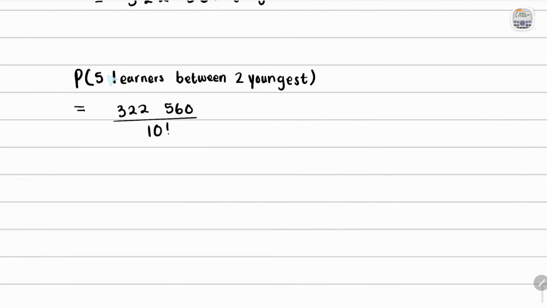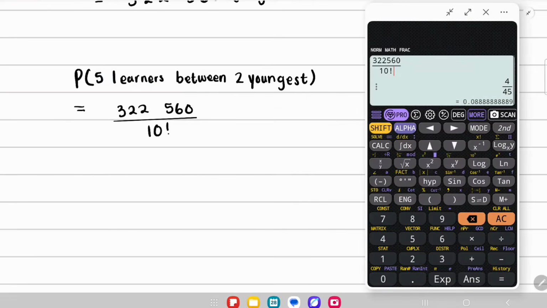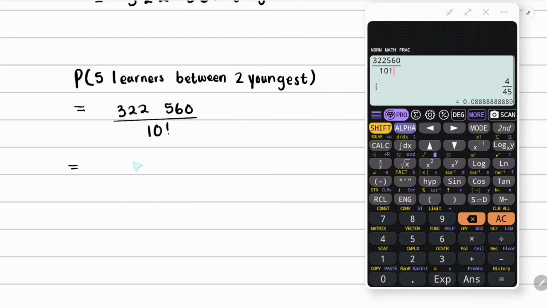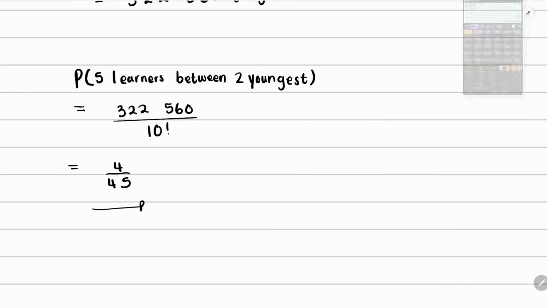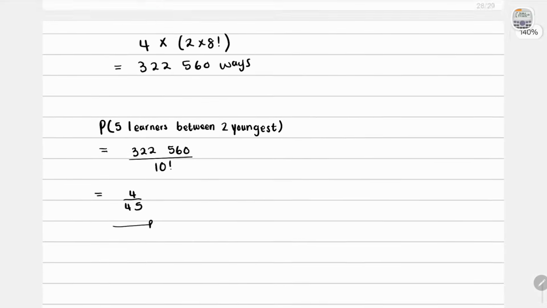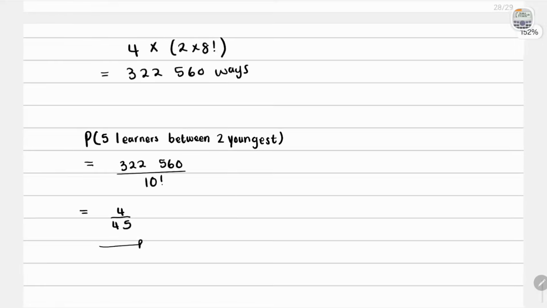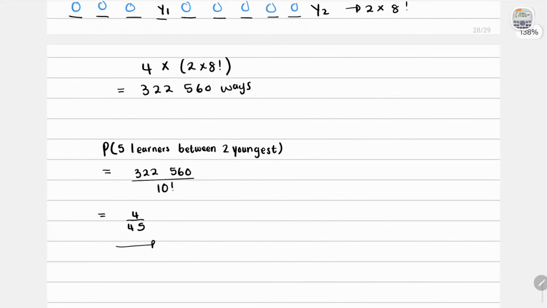Okay, so the probability that we'll have 5 learners between the 2 youngest learners would be that answer over the total ways that they can be seated, which just simplifies to 4 over 45, and we can leave our answer like that. I prefer leaving it as a fraction. Okay, and that is our answer, and that is the last question for question 10.